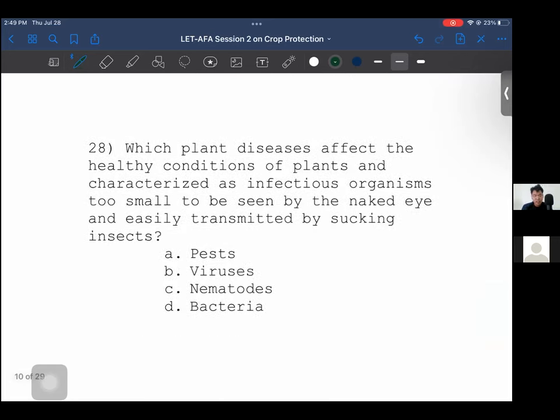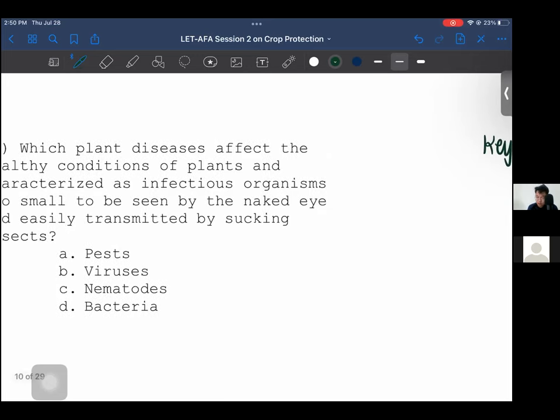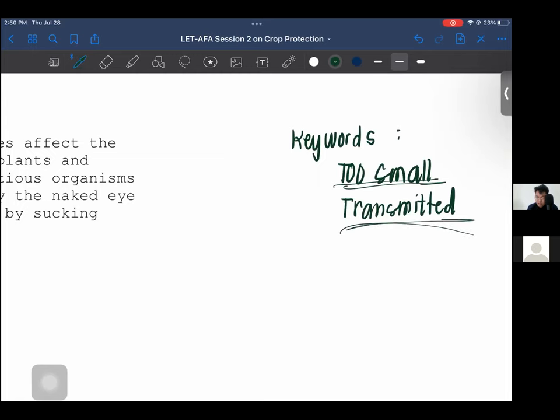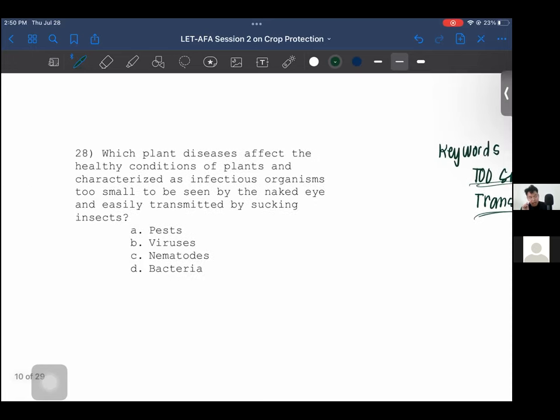Okay, so next. Which plant diseases affect the healthy conditions of plants and characterize as infectious organisms too small to be seen by the naked eye and easily transmitted by sucking insects? So here, our keyword for this is too small and transmitted. As I've mentioned a while back, insects such as the leafhopper transmit viruses. So the answer pala here is viruses. The answer is viruses.